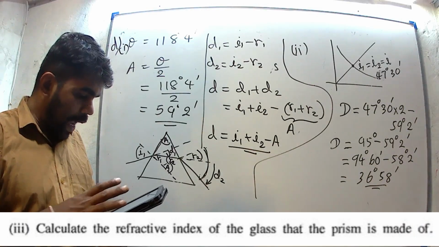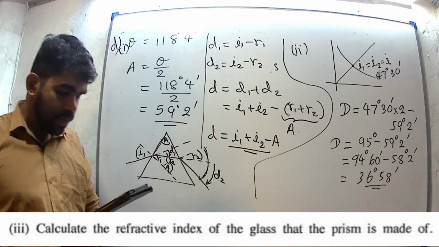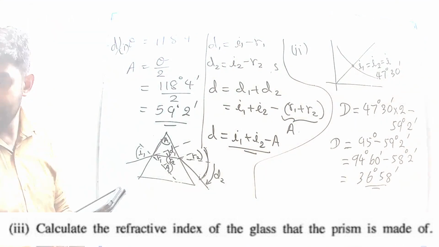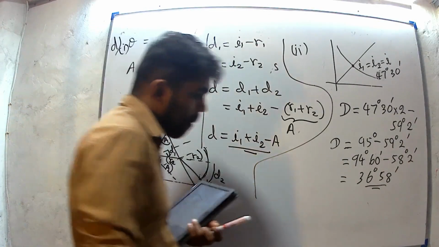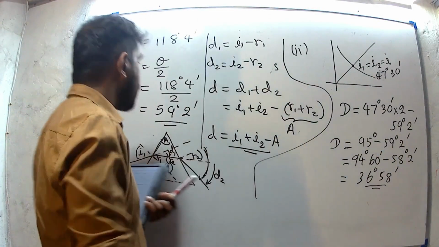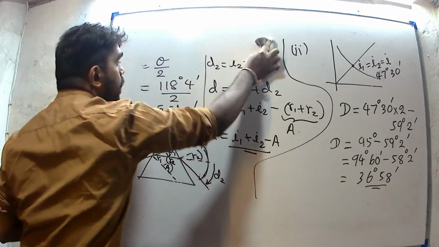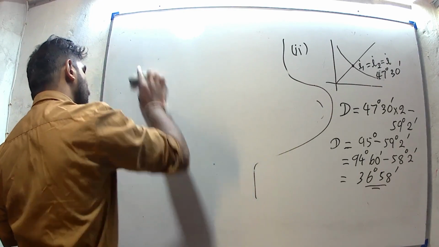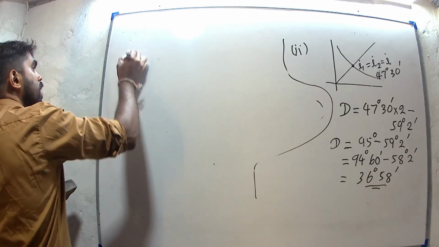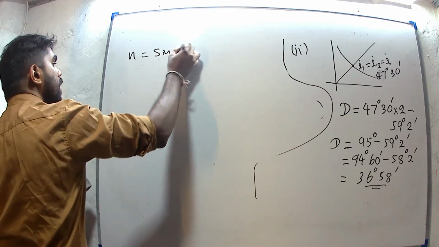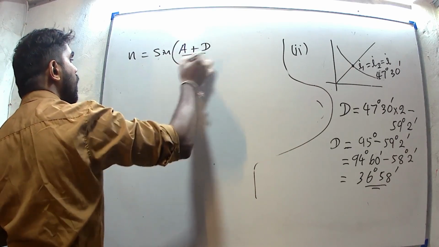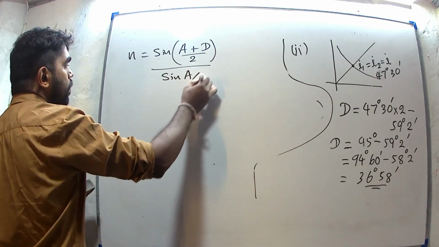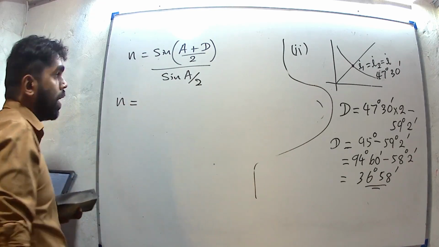In part 3, calculate the refractive index of the glass that the prism is made of. We can use the equation of minimum deviation to calculate the refractive index. At the minimum deviation, we can write n equals sin of A plus D over 2, where capital D is the minimum deviation angle, divided by sin of A over 2. Now we have to substitute values.